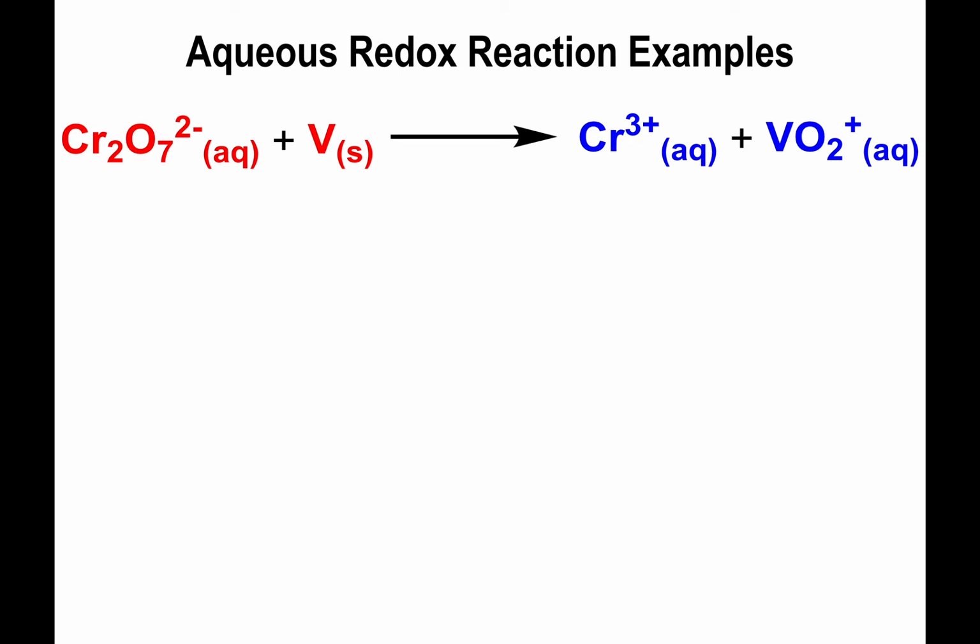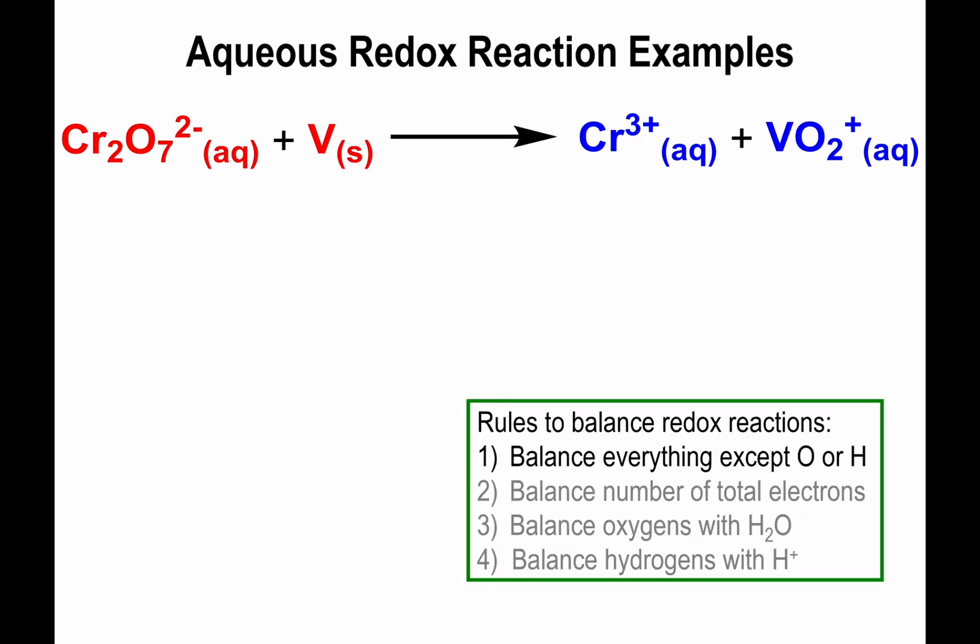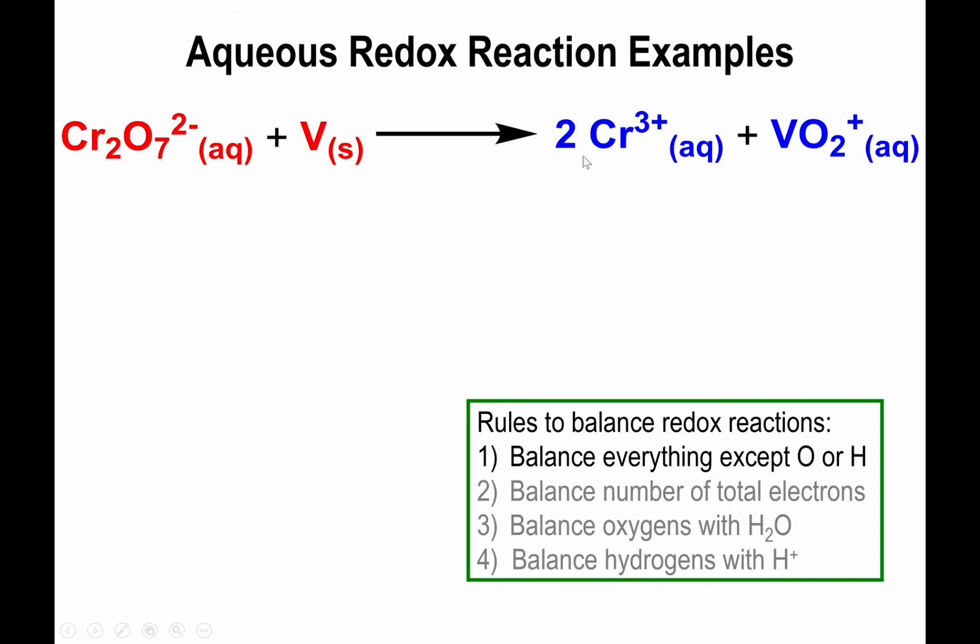What this entails is that we are going to have to look at the individual charges of everything. But first, let's balance everything that's not oxygen or hydrogen. In this specific reaction, that would be chromium and vanadium. Those are the non-oxygen, non-hydrogen atoms. Notice that we have two chromiums on the left side, only one on the right side, so we need to multiply the one on the right by 2. Vanadiums are balanced on both sides of the equation.